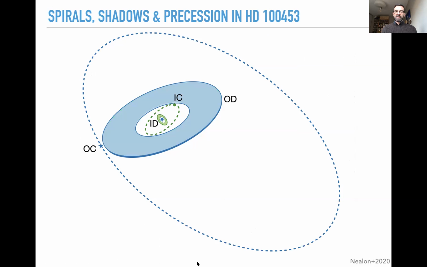To summarize the system, this sketch shows from the outside in the outer companion on its dashed blue line orbit, then the outer disk, then an inner companion on its dashed green orbit. This inner companion is not detected, but is assumed to be here and to carve the gap inside the outer disk. And finally, there is the inner disk in green. And you can see that all components appear misaligned or inclined relative to one another in this sketch. The unseen inner companion is the topic of the second part of this study, and I will spend the rest of this talk talking about the outer system, so the outer companion and the outer disk.